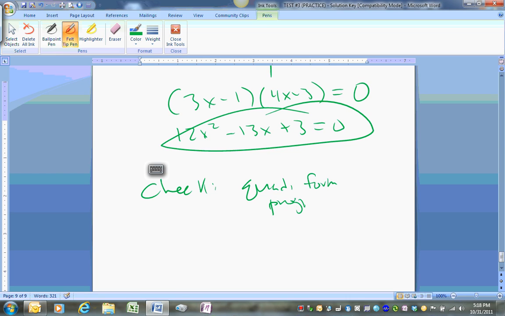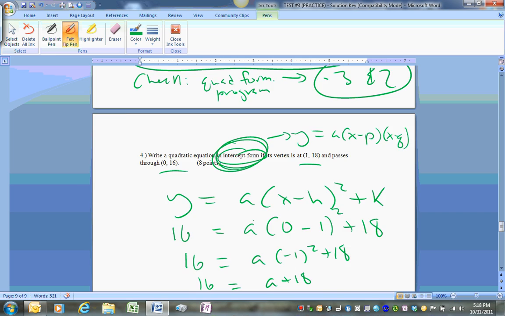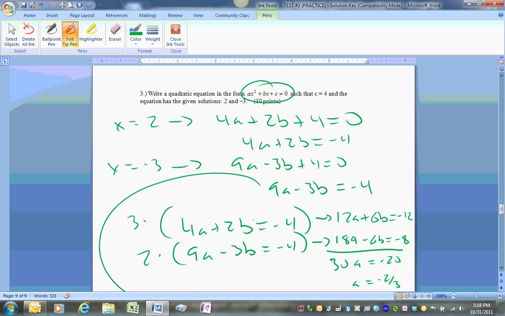And if you want to check, use the quad form program. So let's run this back. I'm about 99.9% sure this is going to work. Yep. That is awesome. So it worked. You feel comfortable with your answer. Everyone's happy. So that covers the solutions for the practice test.